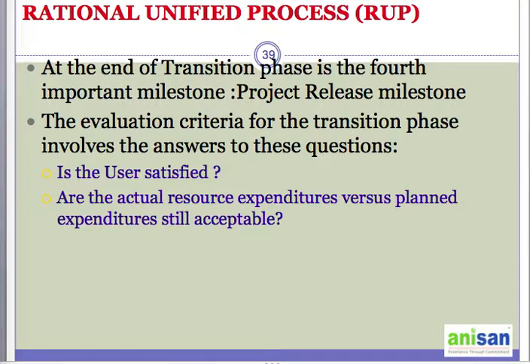How do you know we have reached the milestone? We obtain positive user feedback, that is, users are satisfied, and we also check that actual resource expenditure versus planned expenditure is still acceptable. Sometimes we may have spent a little more, which is still acceptable. If it is yes, then we go ahead. Okay, so this is all about RUP. Any questions you have?